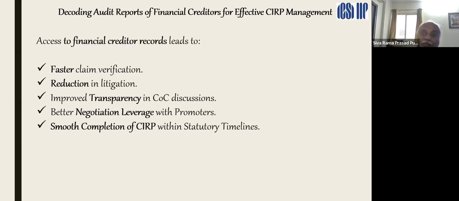Smooth completion of CIRP within the statutory timelines. Once the information is available in a timely manner, the process will be easy. You are the assembler. You are assembling all these things. Like a music director, all the people use various instruments, but he is giving directions. Like that, you are the music director of the CIRP process.